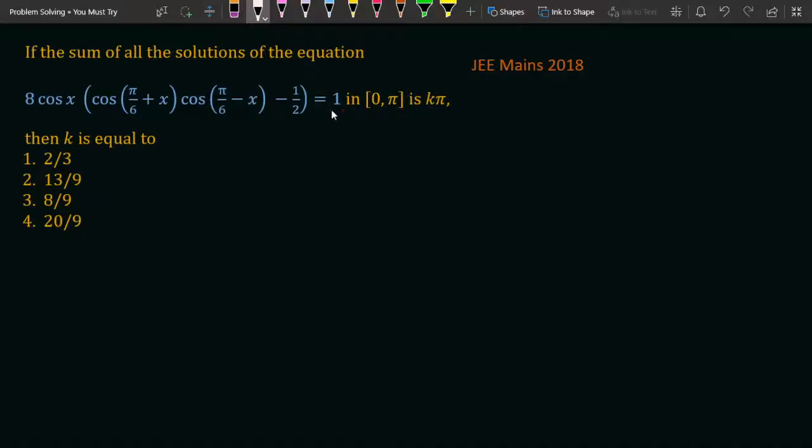It is given that the sum of all solutions of the equation, this big equation we have, where the solutions lie between 0 and pi, is equal to k pi. So we have to find the value of k.